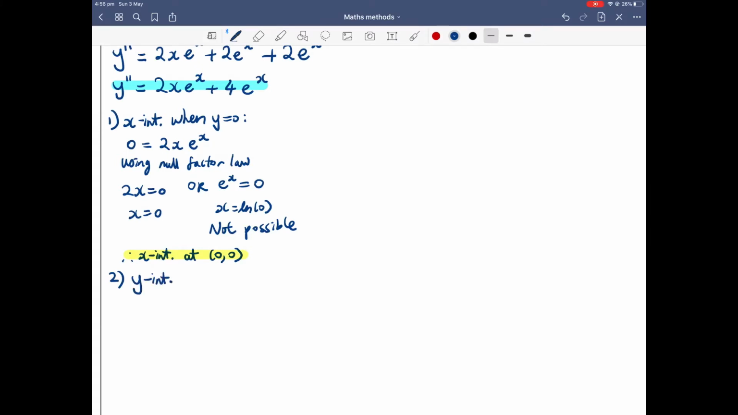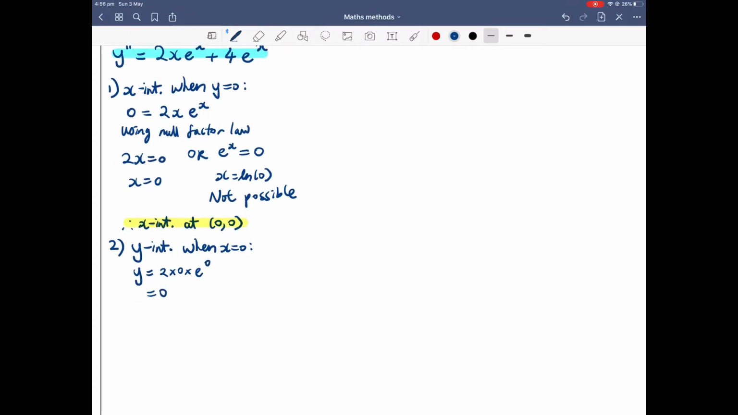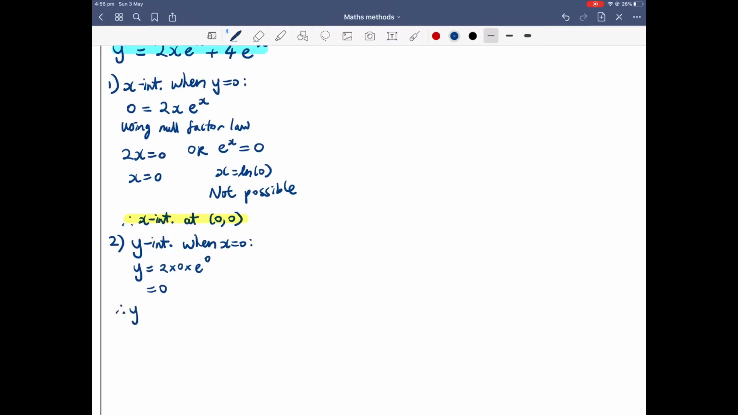Step 2, work out your y-intercept. So y-intercept when x equals 0. So y equals 2 times 0 times e to the 0, which gives me 0. So it's the same point. Therefore, y-intercept at 0, 0 as well.